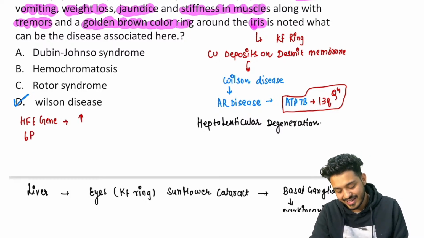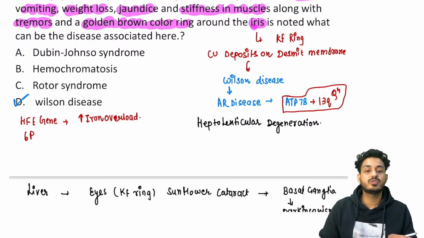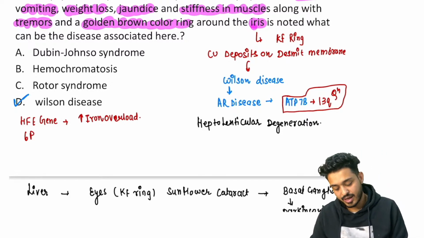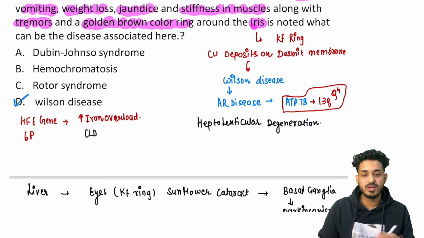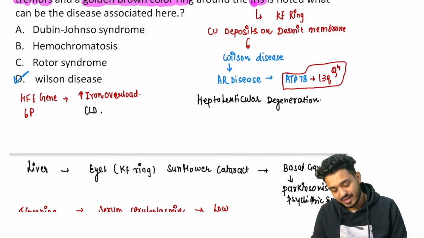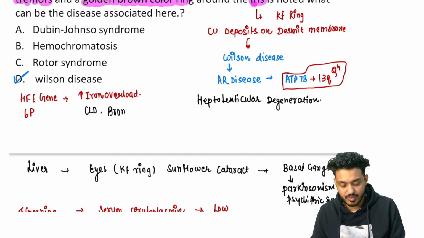You will be having increase in the iron overload. There will be a problem with hepcidin, iron overload will increase, right? You will be having excessive deposition of iron onto the liver, onto the different organs, right? So when this iron is going to get deposited on the liver, you will be having liver disease, right? You will be having chronic liver disease. When it is going to go to your pancreas, it can produce Bronze diabetes.